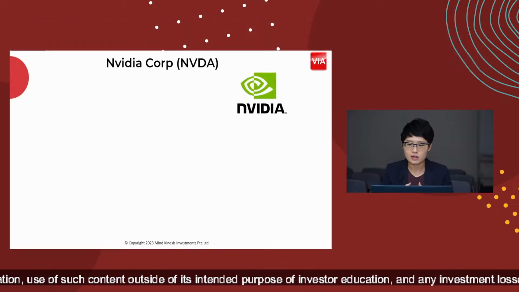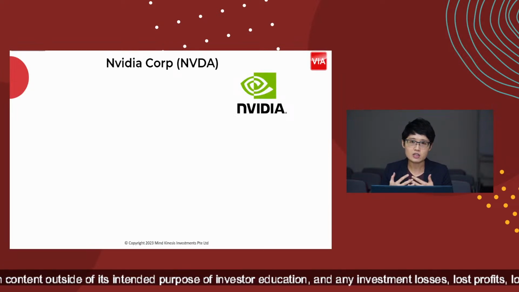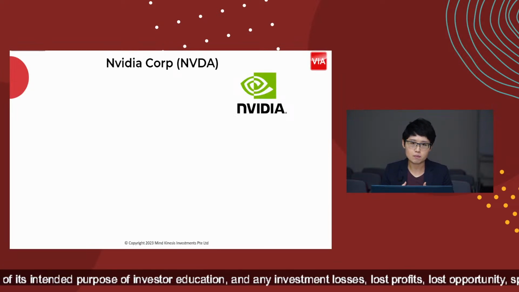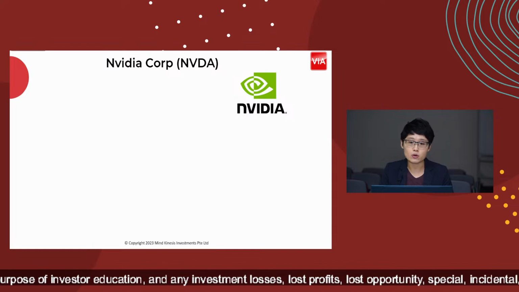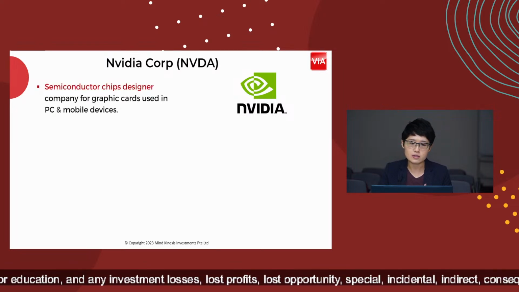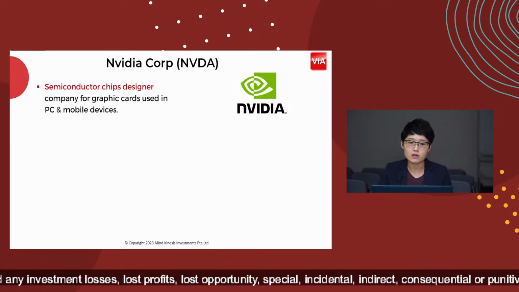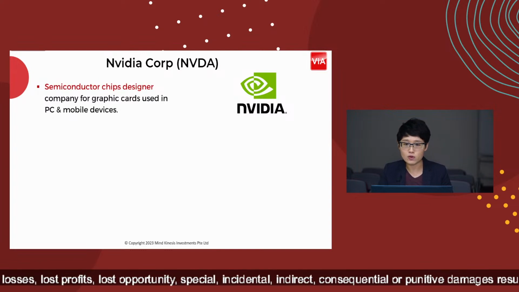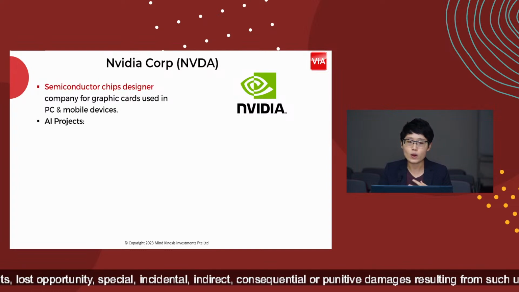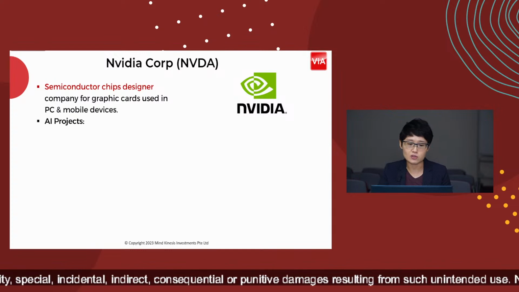Okay, so the next company that we look at is NVIDIA, because in order to facilitate all this technology stuff, there is an important part that they really need, which is the semiconductor chips. So NVIDIA is actually a semiconductor chip designer for computers and mobile devices. And now we'll find out what the AI projects that NVIDIA is actually involved in are.